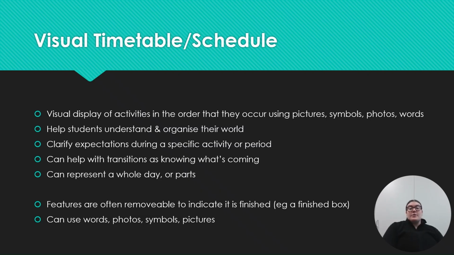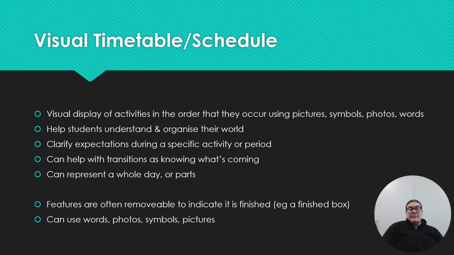Features of a visual timetable or schedule are often removable. We call these manipulables, and they can be removed obviously to switch out different activities, but also might be removed to put in a finished bucket, for example. So a student can quickly refer back to the board and say, okay, I know we're halfway through the day because the top half of the board is in the finished box. I know that this is the activity we're doing currently. This is what's going to be next.